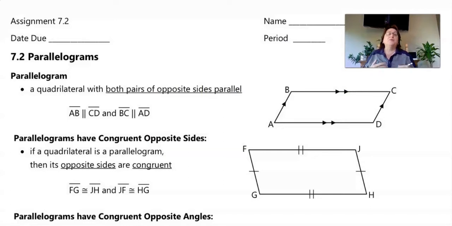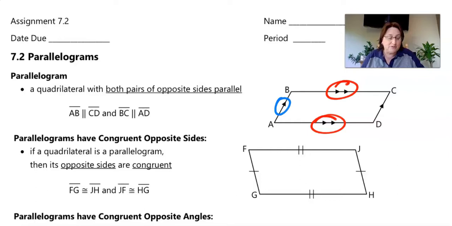So first and foremost, guys, a parallelogram is a quadrilateral in which both pairs of opposite sides are parallel. If you see right here, we've got these two sides are parallel and these two sides are parallel. So in order for it to be a parallelogram, both pairs of opposite sides have to be parallel.